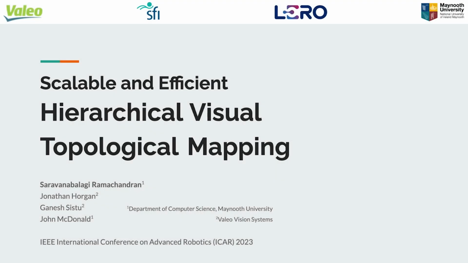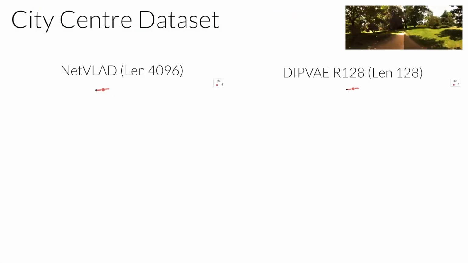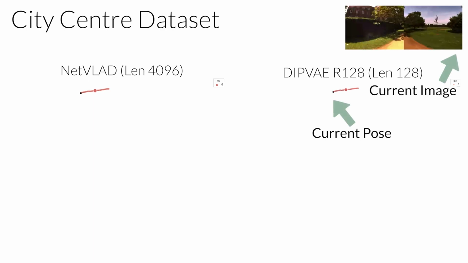Hello, I present our paper, Scalable and Efficient Hierarchical Visual Topological Mapping, a work by Saravanabalagi Ramachandran, myself, Jonathan Horgan, Ganesh Sistu, and John McDonald. We build a hierarchical topological map using only images.